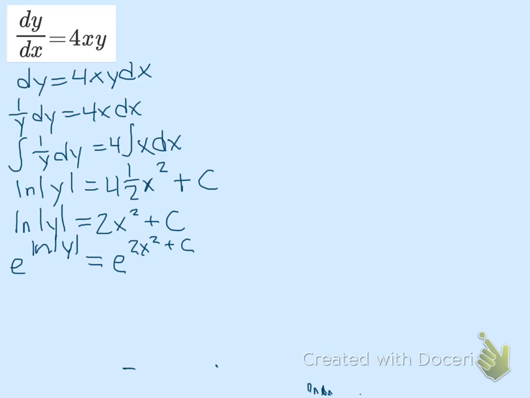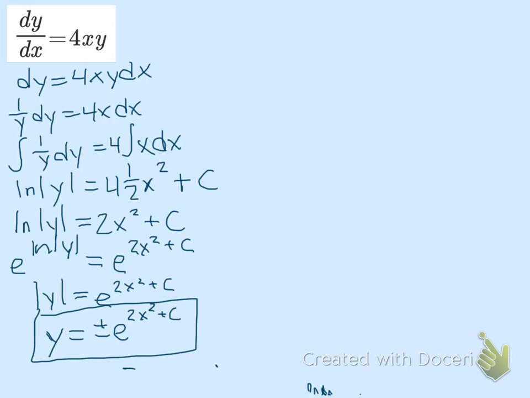Because e raised to the power of the natural log of something, the e and the natural log just cancel out. And so we've just got the absolute value of y equals e to the power of 2x squared plus c. And then since the y is inside the absolute value bars, we'll just take care of that with a little plus or minus sign over on the right side. So I've got y equals plus or minus e to the 2x squared plus c. And that is where we will call it a day.